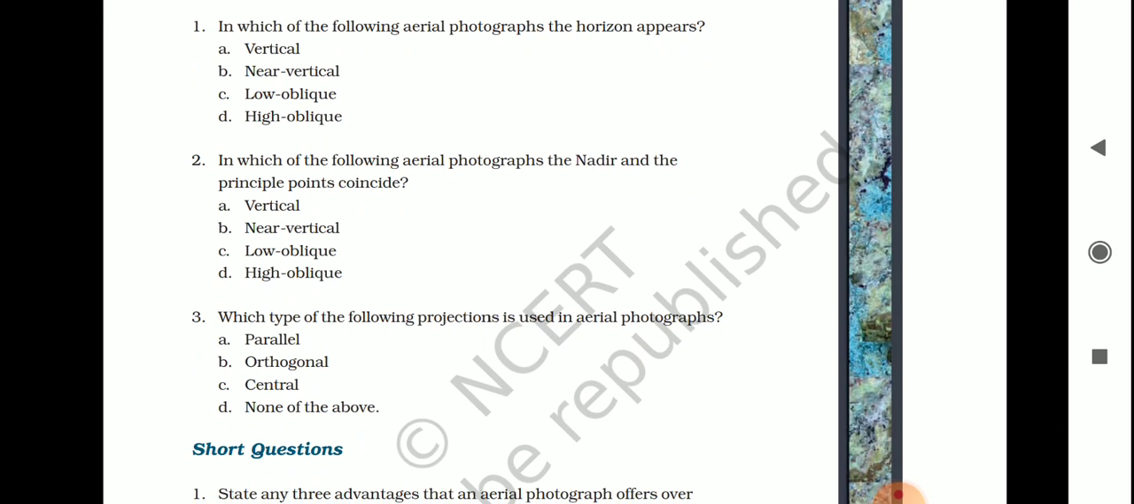Then the third question is, which type of following projection is used in aerial photographs? Parallel, orthogonal, central, none of the above. So we have here A, parallel, is... because here orthogonal is the correct answer.